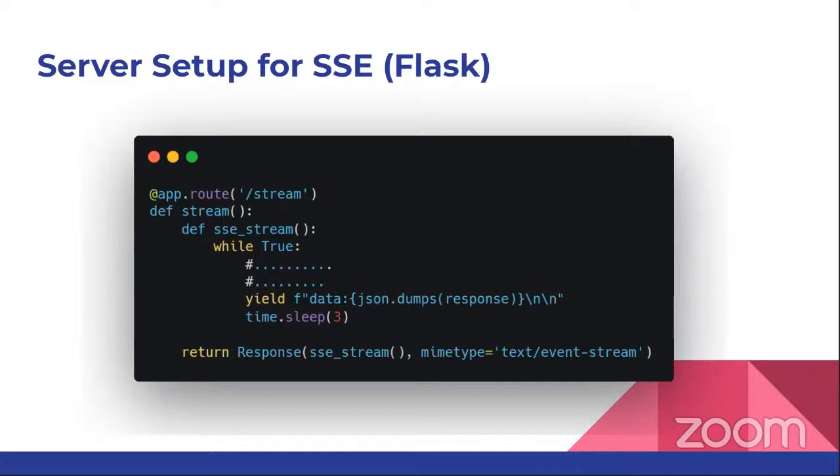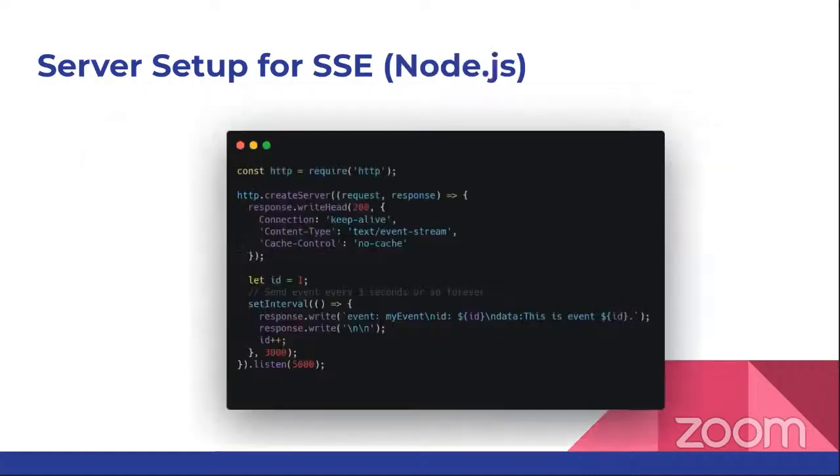So this is very simple. This is how simple it is to set up a simple SSE stream in Flask. It's just 4 or 5 lines of code, and you can set up an SSE endpoint in your API. And for those of us who are Node.js fans, this is how simple it is.